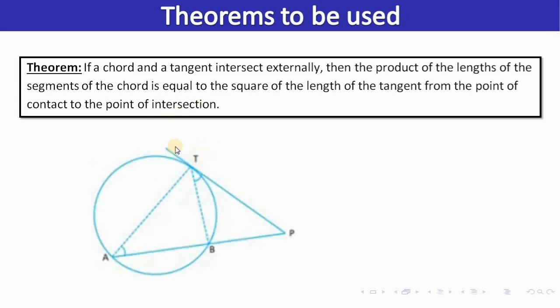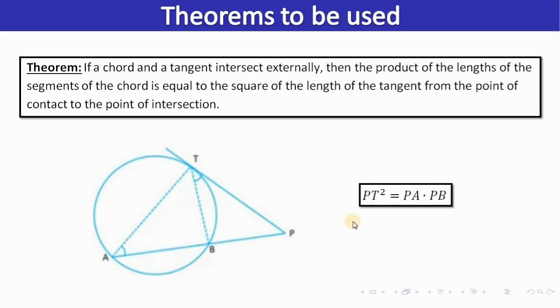Let's try to understand this. There's a chord AB and there's a tangent PT. This AB, when extended, gets intersected with the tangent at point P. Now what are the length segments of the chord? One is AP and another is BP. So AP into BP must be equal to the square of the length of the tangent. The length of the tangent is PT, so the square is PT square. Basically PT square must be equal to AP into BP. That is the meaning of this particular theorem.